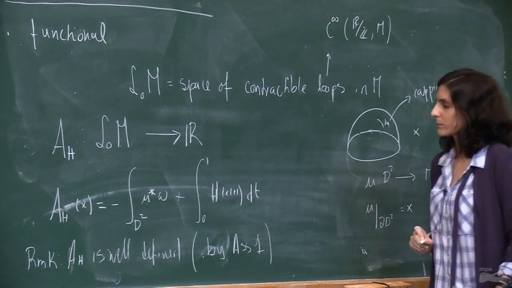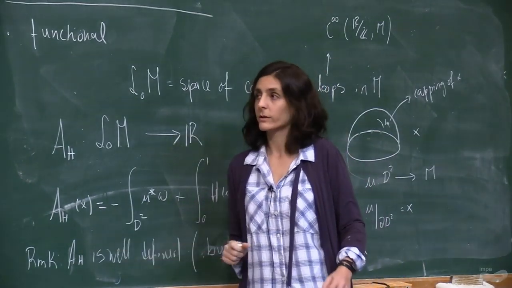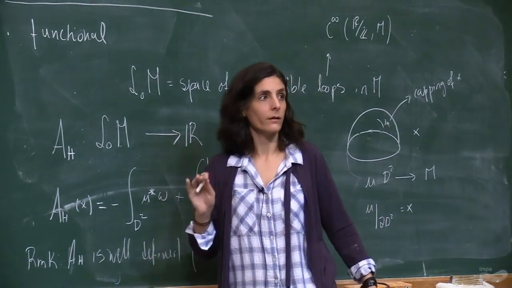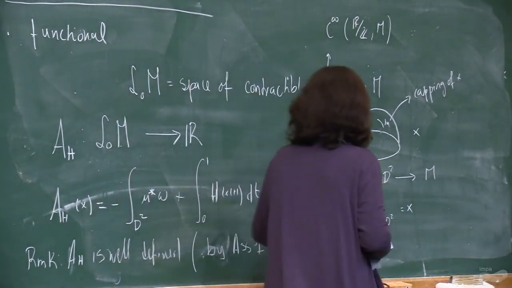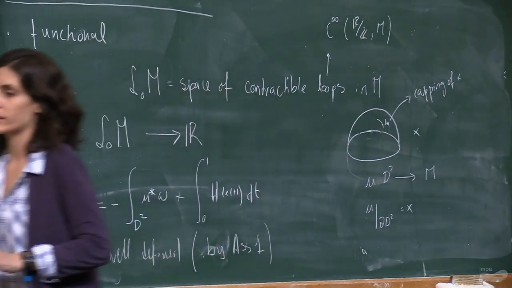Okay. So let's check that the critical points of this are the one-periodic orbits of our Hamiltonian system.